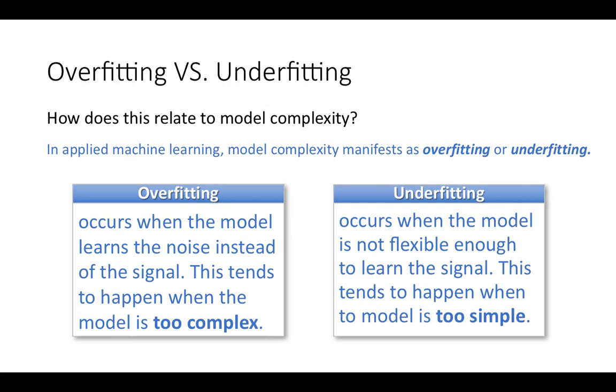So how do we define underfitting? Underfitting happens when the model is not flexible enough to learn the signal. This tends to happen when the model is too simple. It is not even capturing the basic underlying relationship that exists between the input variables and the predicted variable. Then we are underfitting.